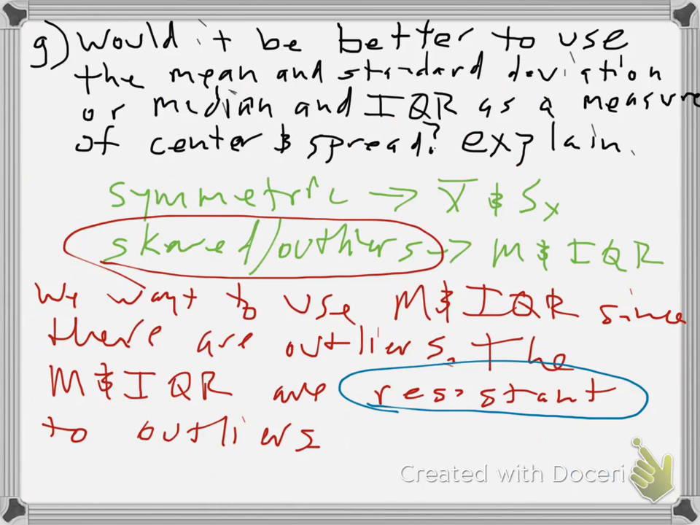So the moral of the story is, if it's skewed or if there are outliers, we want to use the median and IQR because they're resistant to outliers. If the distribution's fairly symmetric, we use the mean and the standard deviation. And the reason why we use those is because they have much nicer mathematical properties than the median and IQR.